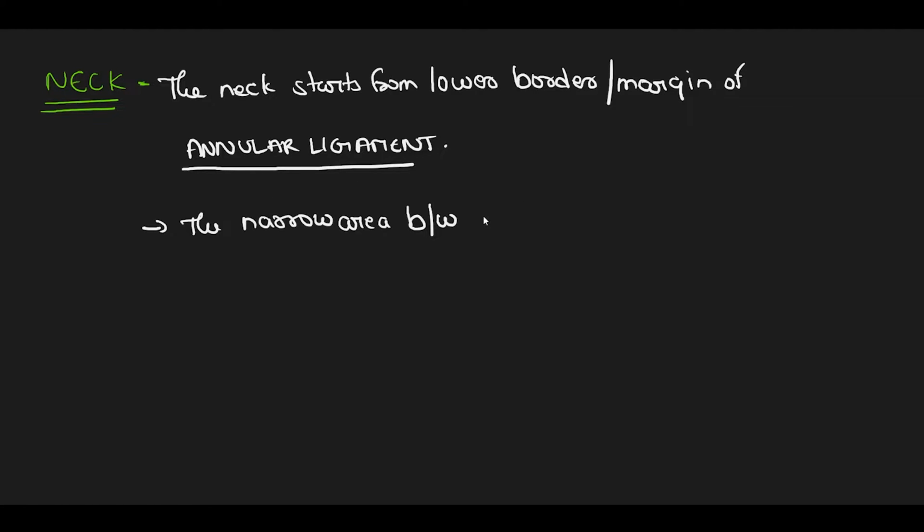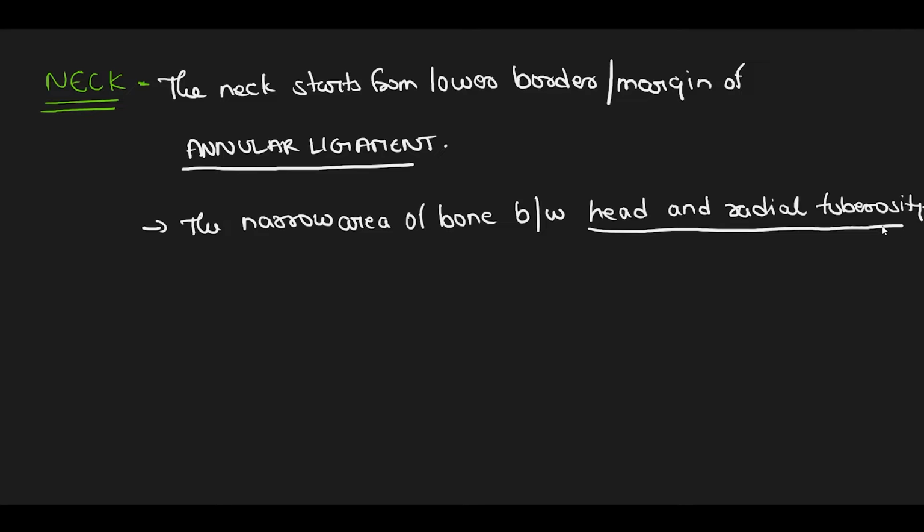The neck is a narrow area of bone between the head and radial tuberosity. Okay, it is the narrow area of bone between what? Between the head and radial tuberosity.